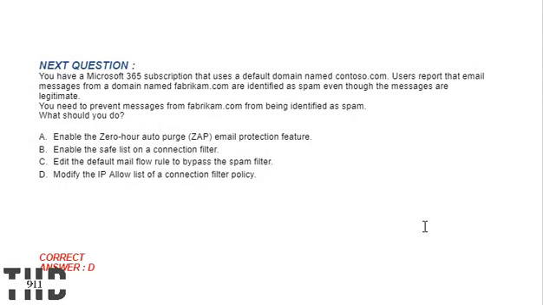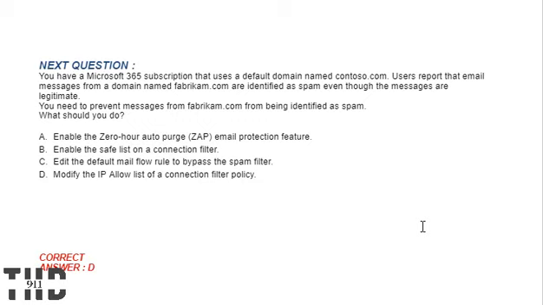The next one. You have a Microsoft 365 subscription that uses a default domain named contoso.com. Users report that email messages from the domain named fabrikam.com are identified as spam even though the messages are legitimate. You need to prevent messages from fabrikam.com from being identified as spam.